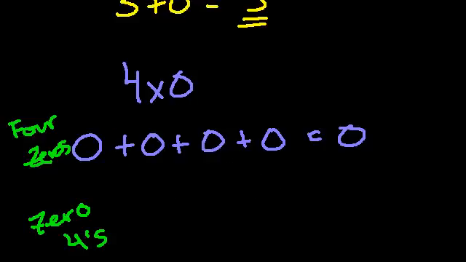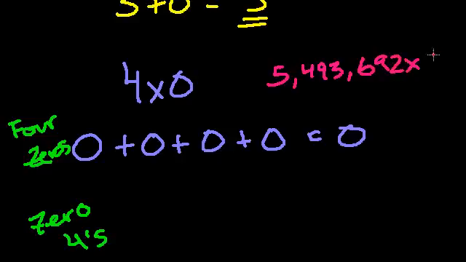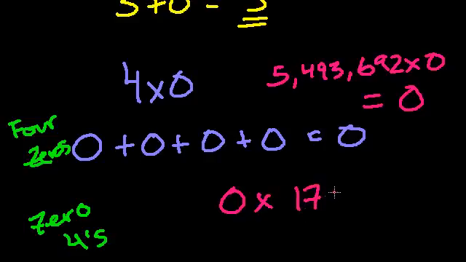I could write a huge number. 5,493,692 times 0. What does that equal? That equals 0. And by the way, what's this number times 1? Well, it's that number again. And what's 0 times 17? Once again, that is 0.